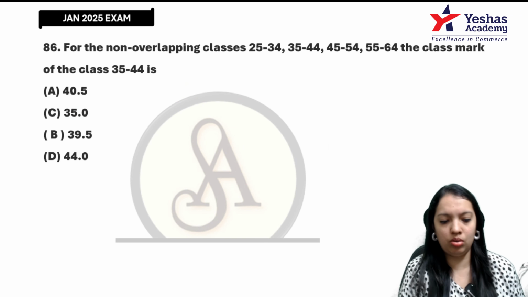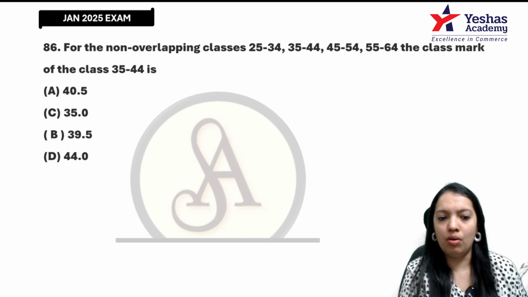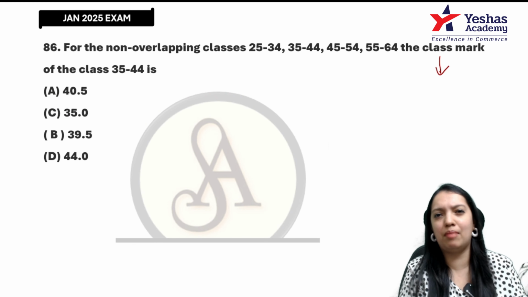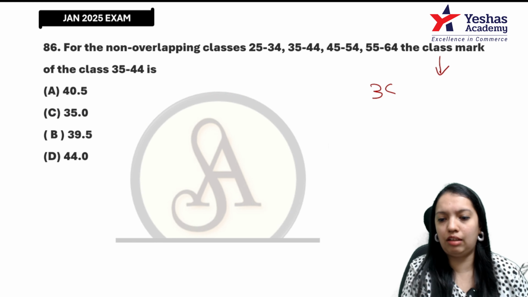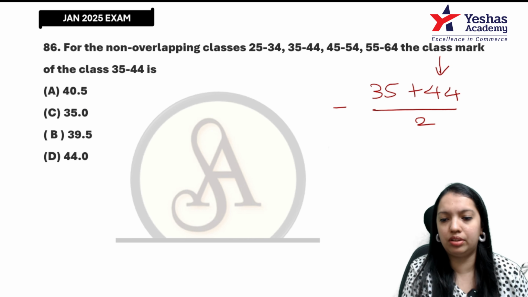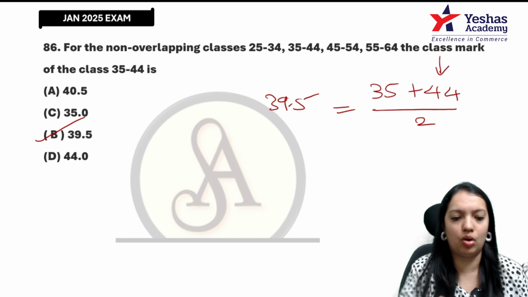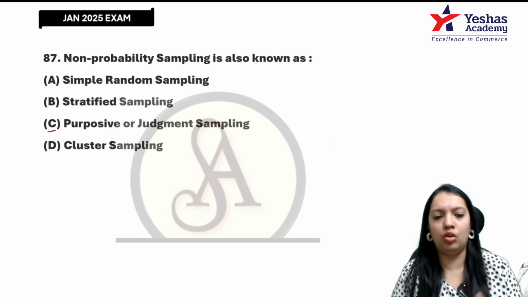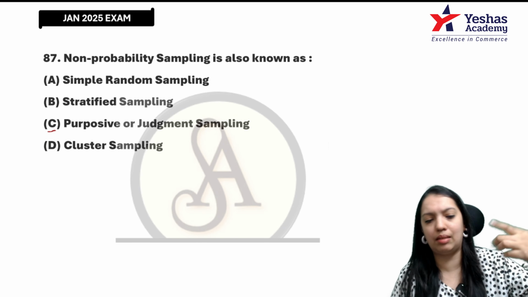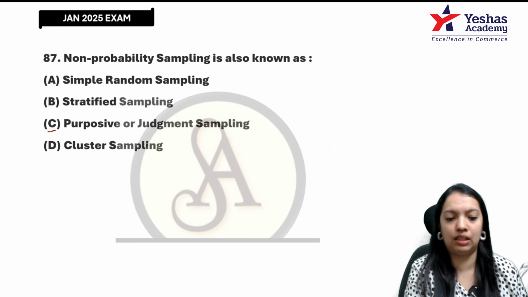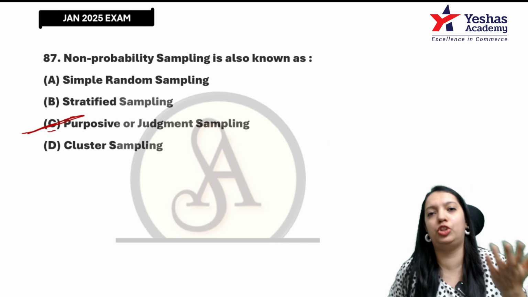Next, for non-overlapping classes, the class mark is a plus b by 2, the class limits 35 plus 44 divided by 2. Your answer is 39.5, Option B. Next, non-probability sampling. We have probability sampling, simple random sampling, stratified, etc. Non-probability is purposive, what you judge.